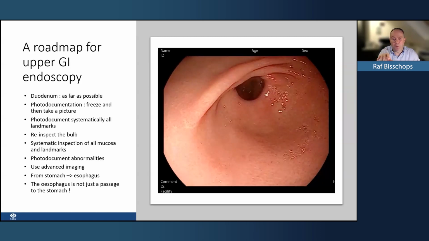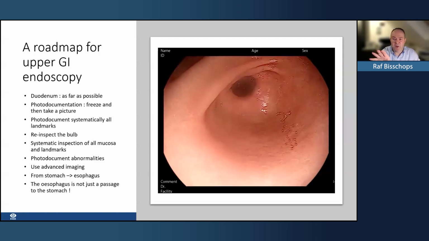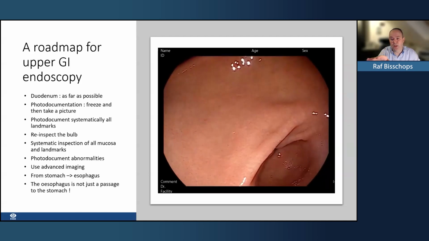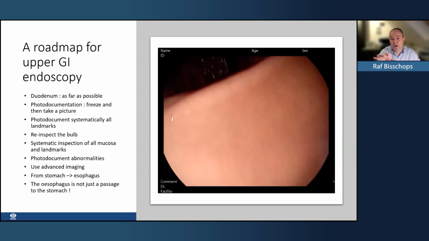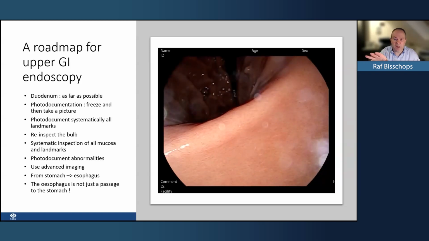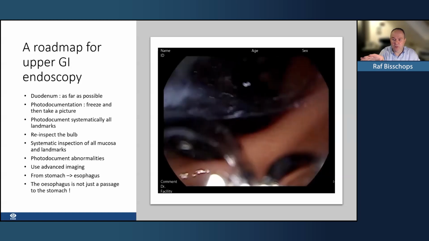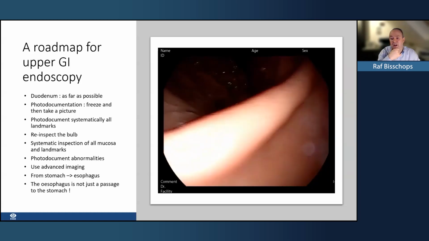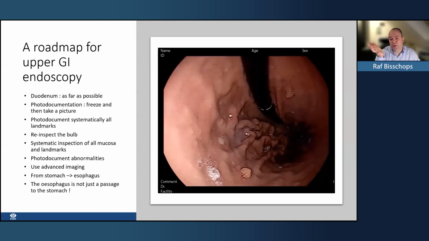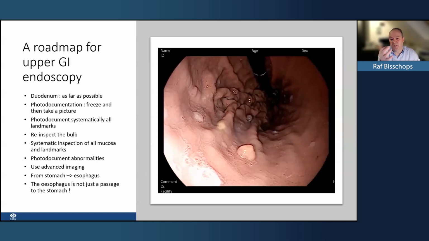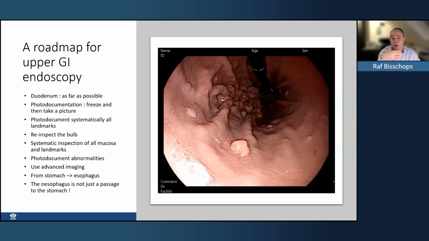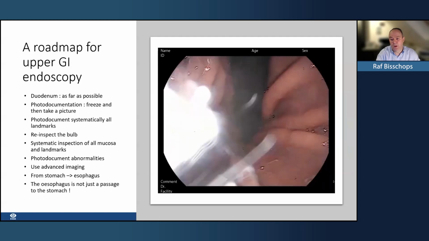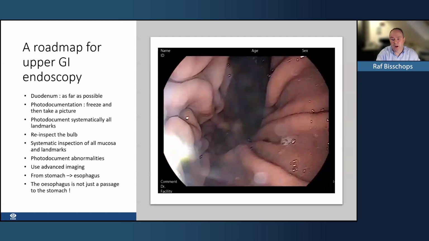Then we have a nice view on the pylorus, and you see that the systematic approach with the photo documentation just continues. So you take photos of every part, the antrum, and usually what I do then is to angulate onto the angulus to have a good visualization. Sometimes you have hidden lesions there. And now that you've moved to the retroflex, I usually already inspect the entire stomach in retroflex while I further insufflate. So now we move up towards the fundus and to the cardia.